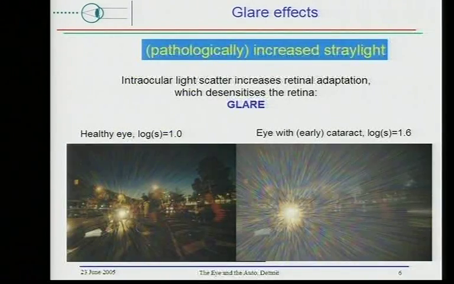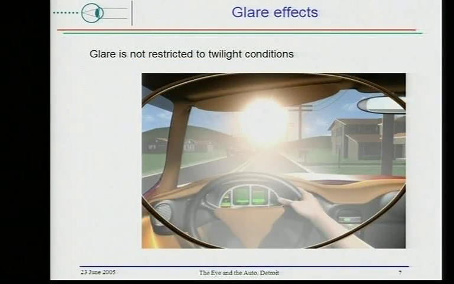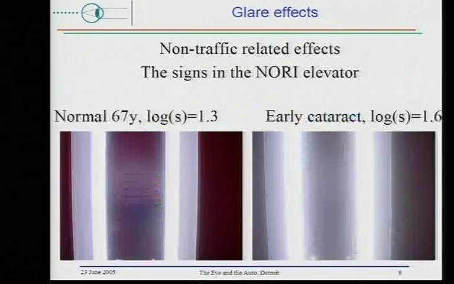This is the typical effect of Straylight, and here I must add these are real simulations. These are simulations based on physical knowledge of glare and Straylight in the eye. So this is really what's going on. You see, for a healthy eye, you can still see with a blinding light source, but with early cataract, visibility is lost to a great degree. Glare is not restricted to twilight conditions. Also, during daytime, you can be very much handicapped by it.